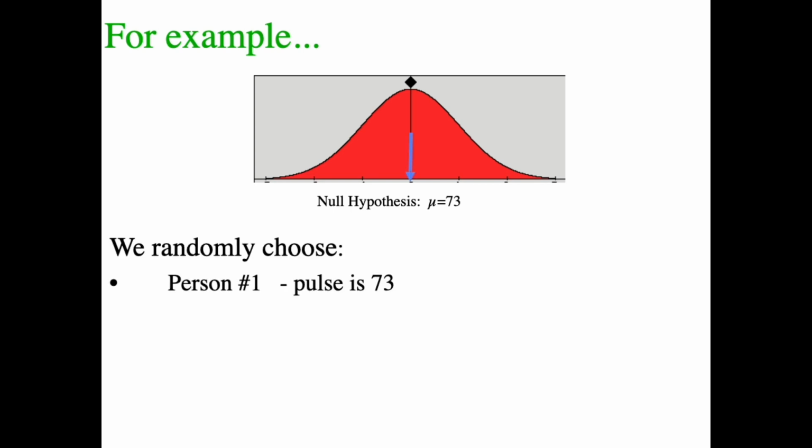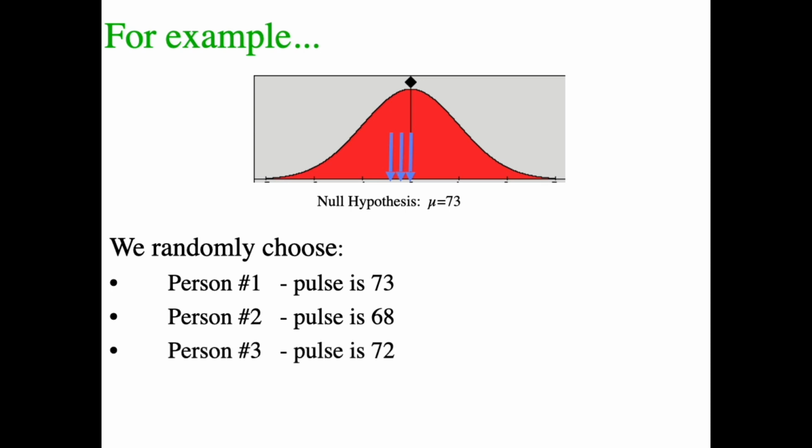So we randomly choose person number 1. And person 1 has a pulse of 73, which actually is the mean of the population. The mean of the population is 73. And then we pick person number 2, and he or she has a pulse of 68. So now if you take these two people's scores, we would have a mean of that sample that would be lower than the population mean. We go ahead and grab person number 3. This person has a pulse of 72.